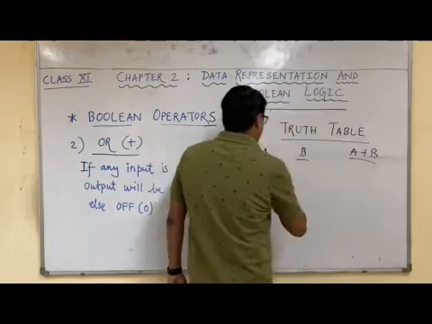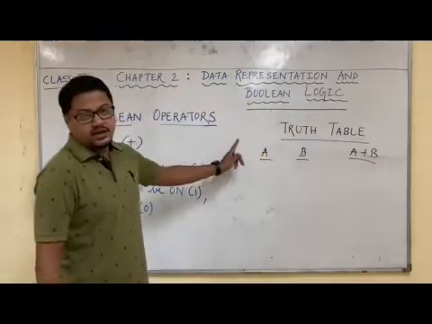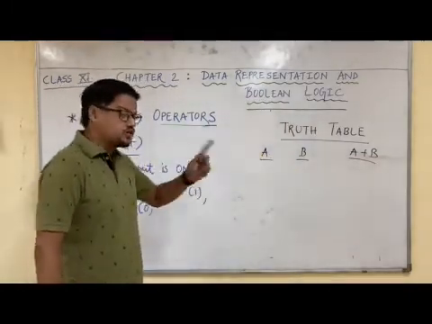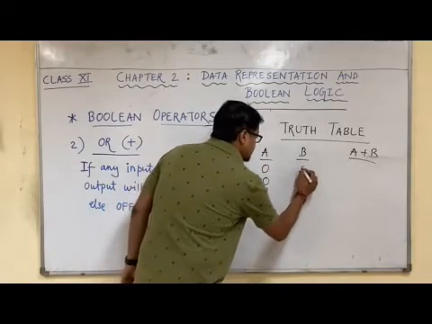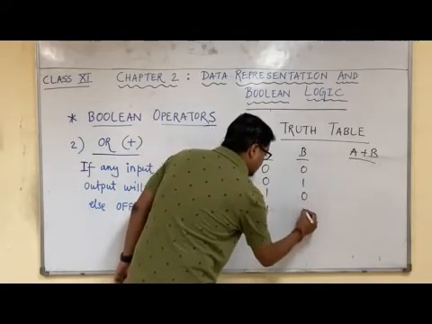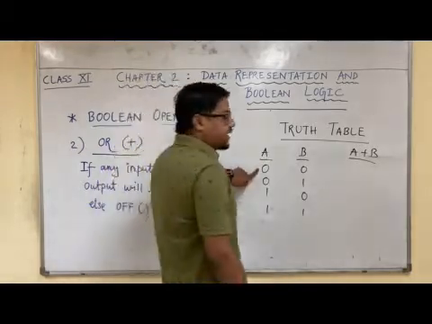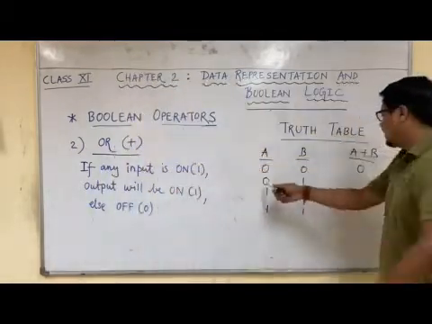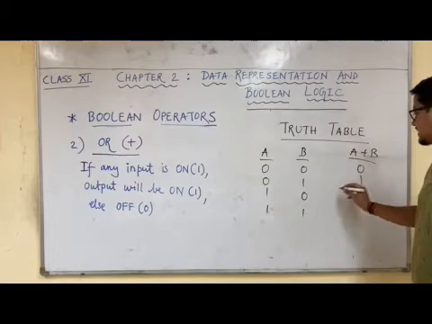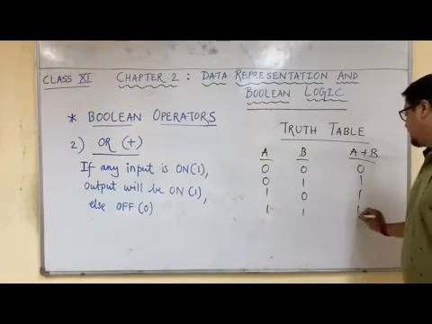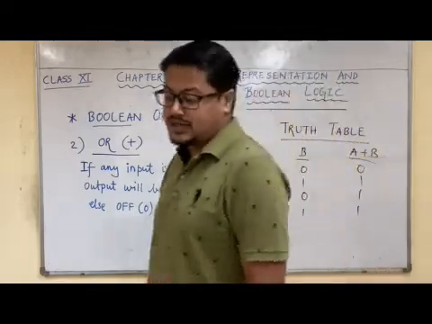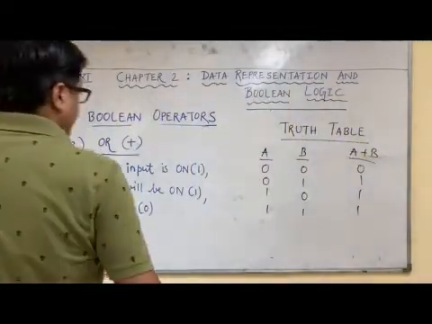How many variables are there? 2. So how many entries will be there? 2 squared, 4. 0, 0, 1, 1, 0, 1, 0, 1. Is any input high? No. Output is 0. Is any input high? Yes. Is any input high? Yes. And is any input high? Yes. So this is how the OR operator for 2 variables actually works.